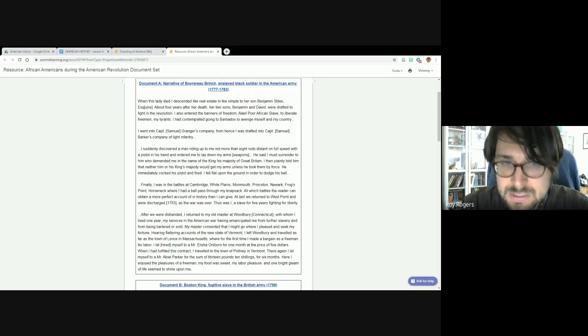At last, we returned to West Point and were discharged in 1783 as the war was over. Thus, I, a slave for 5 years, fighting for liberty. After we were disbanded, I returned to my old master at Woodbury, Connecticut, with whom I lived for 1 year. My services in the American War having emancipated me from further slavery and from being bartered or sold, my master consented that I might go where I pleased and seek my fortune. Hearing flattering accounts of the new state of Vermont, I left Woodbury and traveled as far as the town of Lenox in Massachusetts, from where for the first time I made a bargain as a free man for labor.